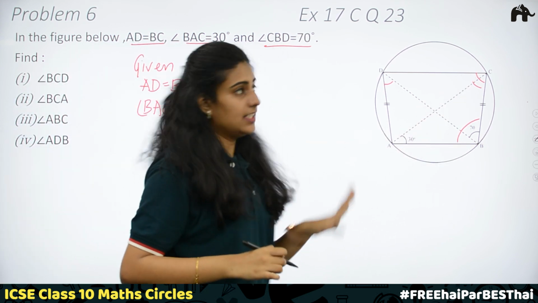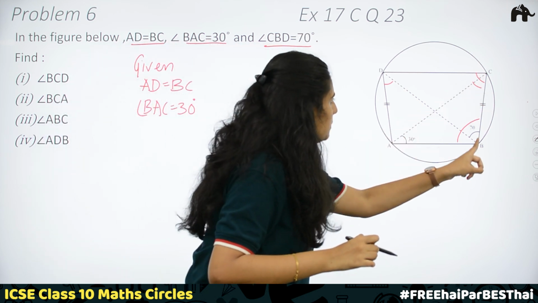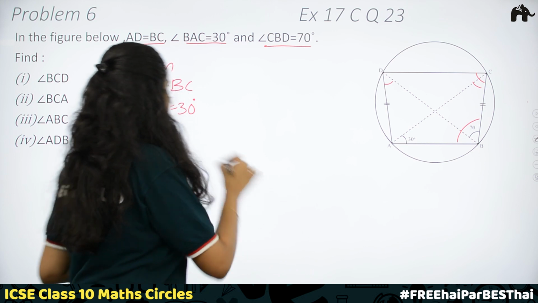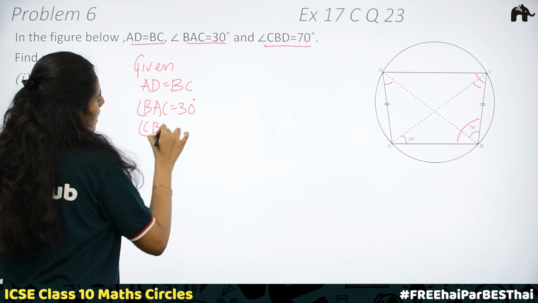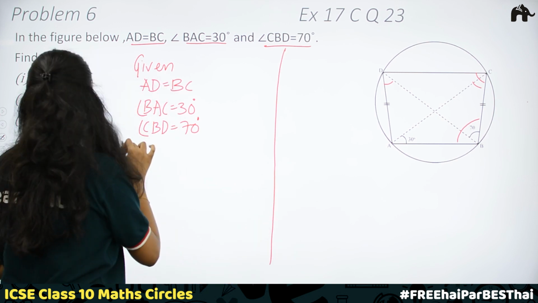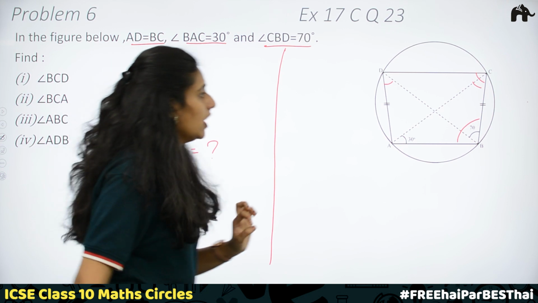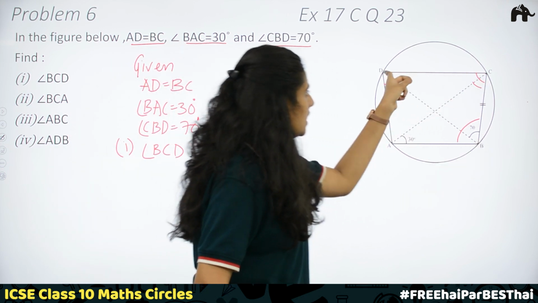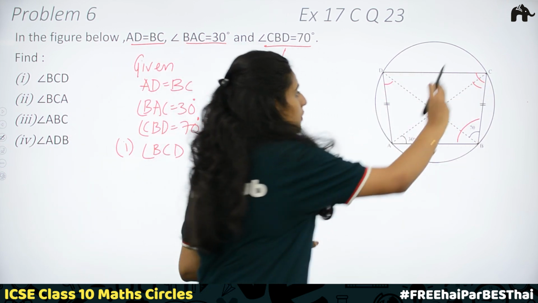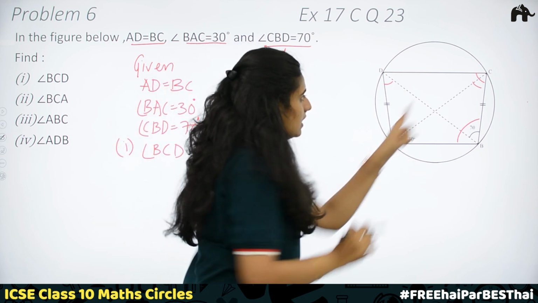Angle BAC is 30 degrees and angle CBD is 70 degrees. So, in the first part of the question, we have to find angle BCD. Where do we have BCD? BCD is this angle. To find this angle, if we know this angle, we can find this angle.